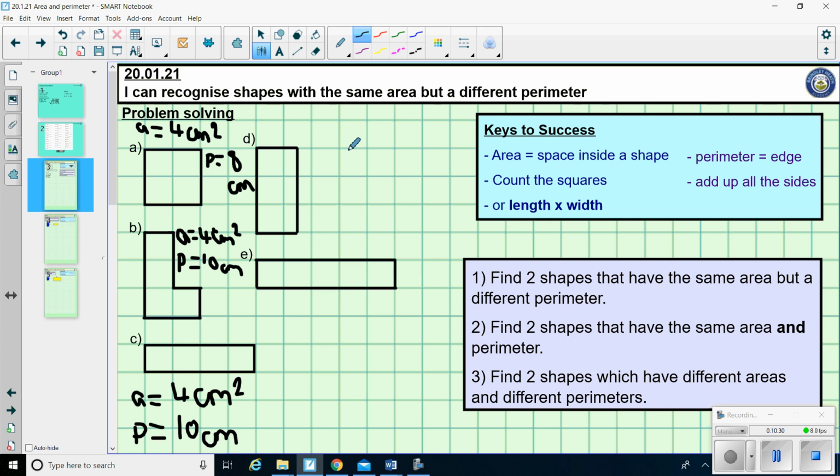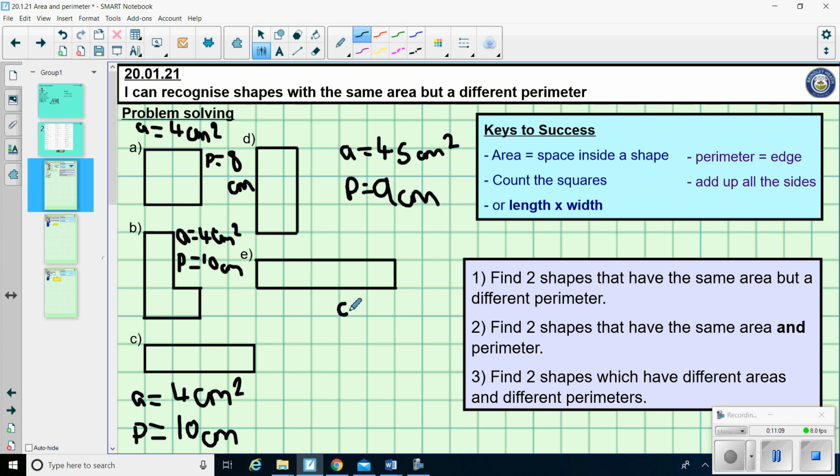Okay, shape D. I'm going to go area, which means count the squares. So we've got 1, 2, 3 whole squares plus 2 halves. That makes another whole plus another half. So 4.5 centimetres squared. The perimeter, got to add up all the sides. I've got 3. Add 1.5 gives me 4.5. Add another 3 gives me 7.5. Add another 1.5 gives me 9 centimetres.